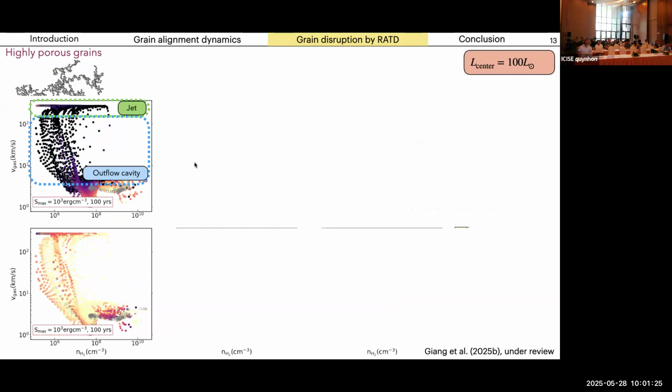And here we want to understand how the dust population will be distributed inside the envelope and outflows. So in this figure, I show the distribution of the minimum disruption size as a function of the gas velocities and the gas column densities. The blue spot is for the properties inside the outflow cavities, and this green box is for the properties inside the envelope. The upper row is for the minimum disruption size, and this one is for the maximum disruption size. So we found that if RAT can be operated up to 100 years, almost all the outflows will be dominated by grains smaller than 0.5 micrometers.